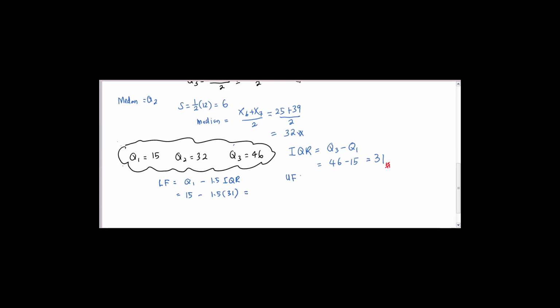And the upper fence, it will be Q3, the right hand side from Q3. It's the same thing, plus 1.5 IQR. So this is 46 plus 1.5 times 31. From both, you will obtain the values. The lower fence is negative 31.5, and the upper fence we get is 92.5.